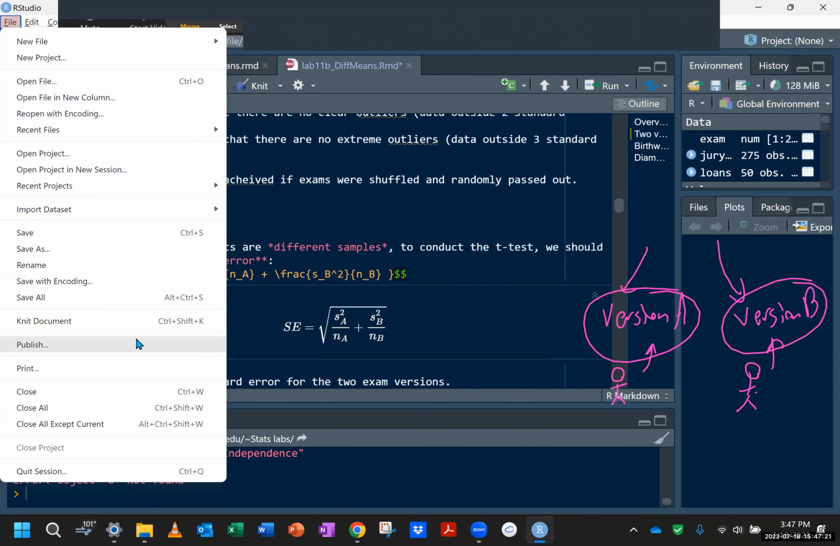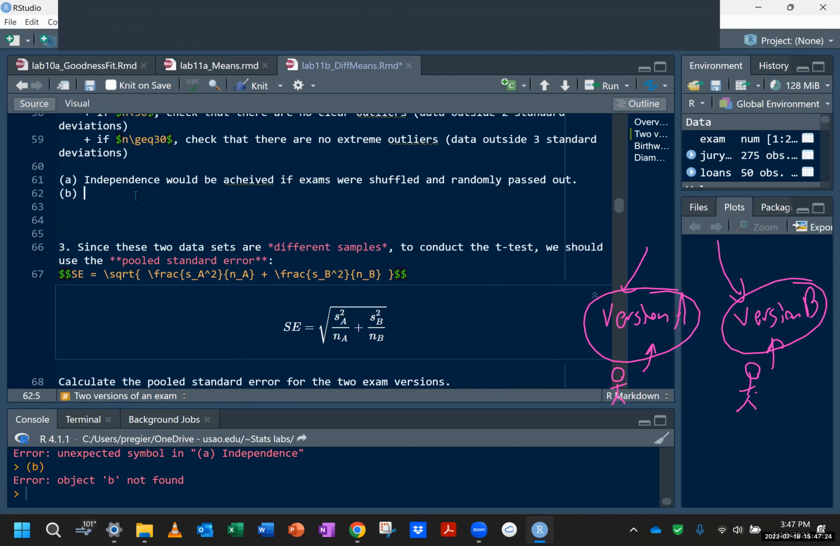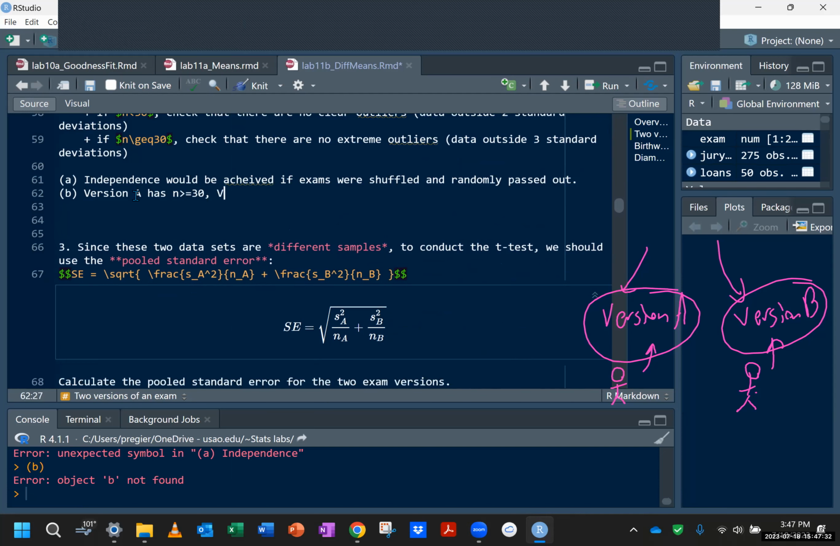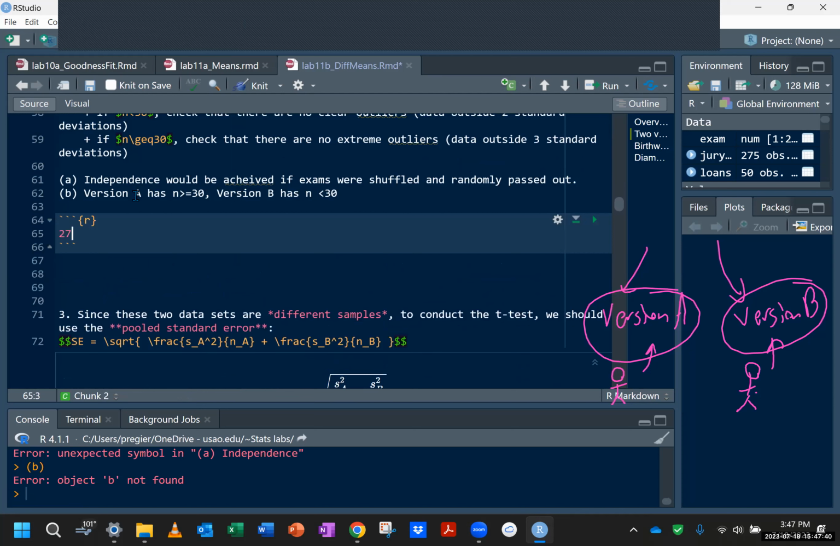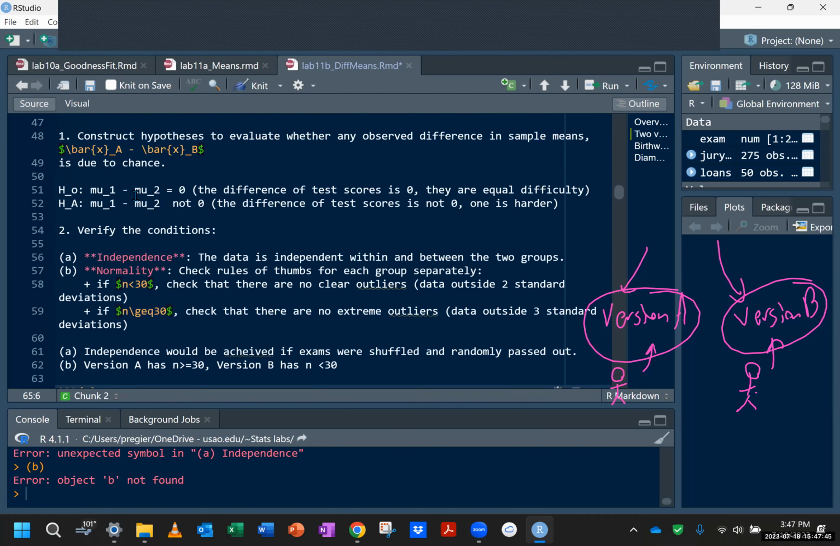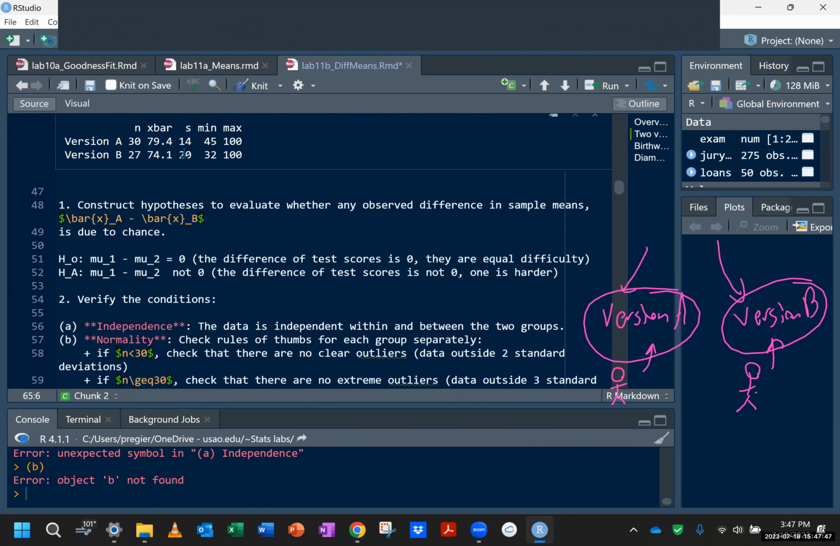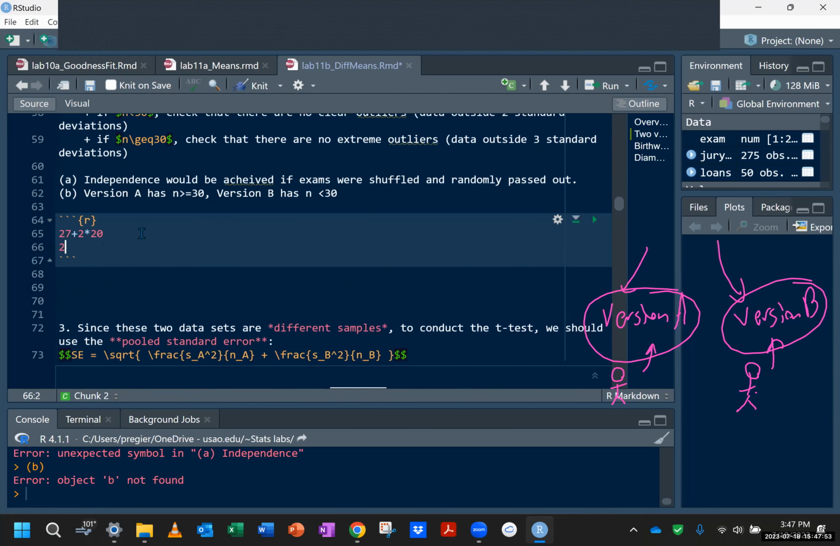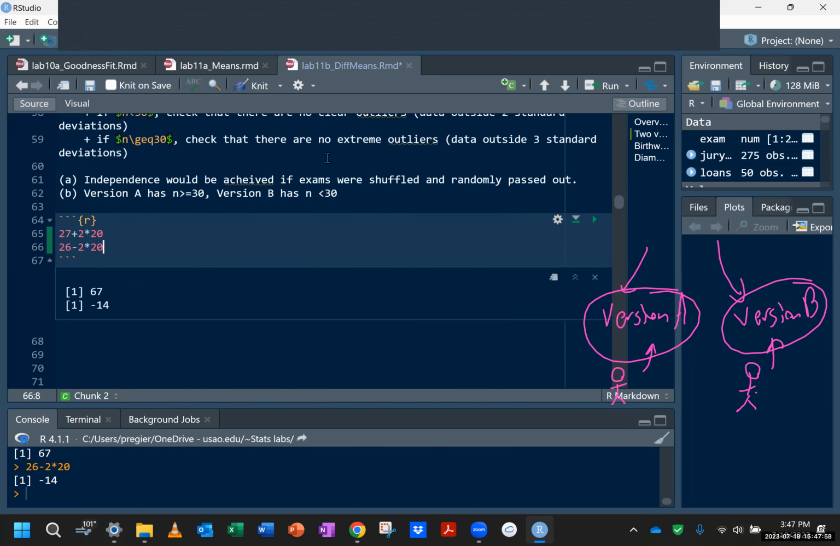So for version B, I'll say version A has n greater than or equal to 30. Version B has n less than 30. So let's check. We've got to say 27 plus 2 times the standard deviation. Version B's standard deviation was 20. So 27 plus 2 times 20 and 27 minus 2 times 20. That's where we'd expect to see 95% of our data.